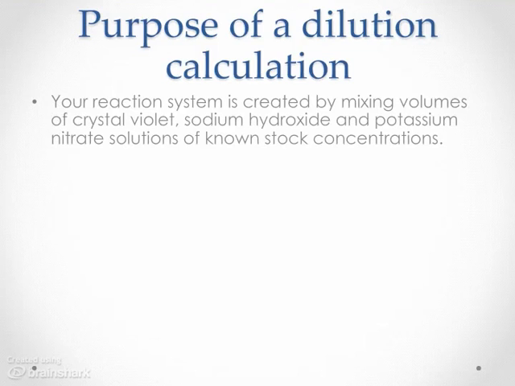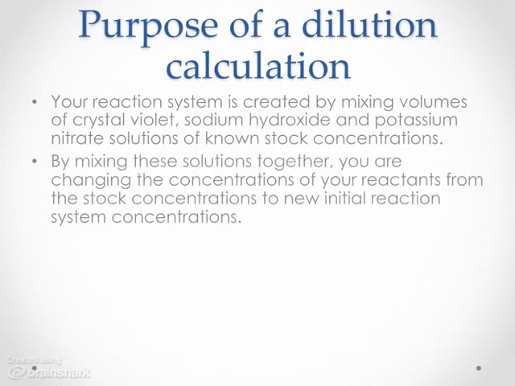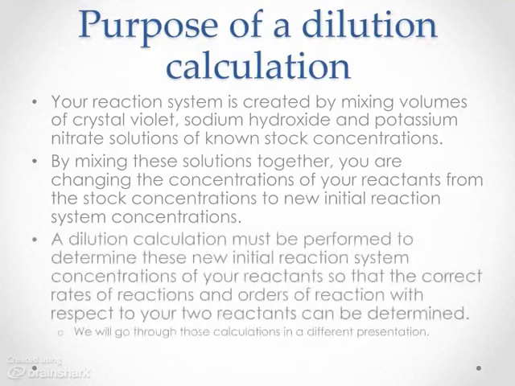Your reaction system is created by mixing known volumes of your reagents, crystal violet, sodium hydroxide, and in some cases potassium nitrate solutions of known stock concentrations. By mixing these solutions together, however, you are changing the concentrations of your reactants from the stock concentrations to new initial reaction system concentrations. A dilution calculation must be performed to determine these new initial reaction system concentrations of your reactants so that the correct rates of reactions and orders of reaction with respect to your reactants can be determined.